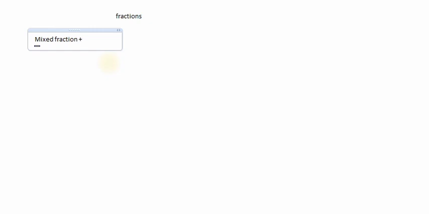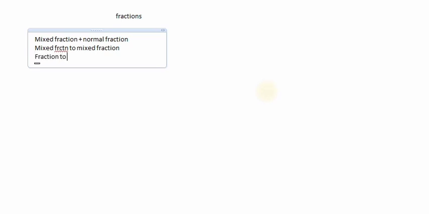plus normal fraction, just a simple, normal fraction. And the second thing we're going to be looking at is mixed fraction to what? Mixed fraction. The third one, we're going to be looking at just fraction to what? Fraction.